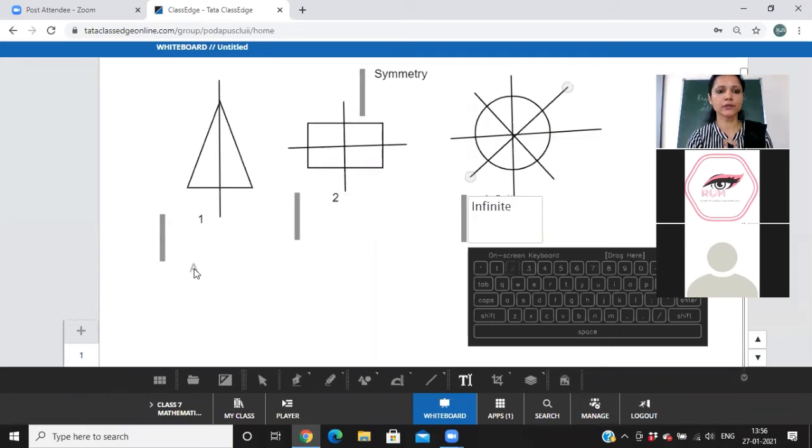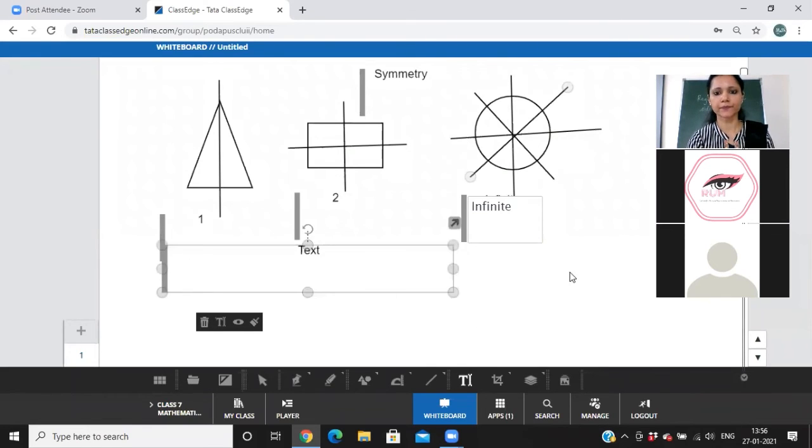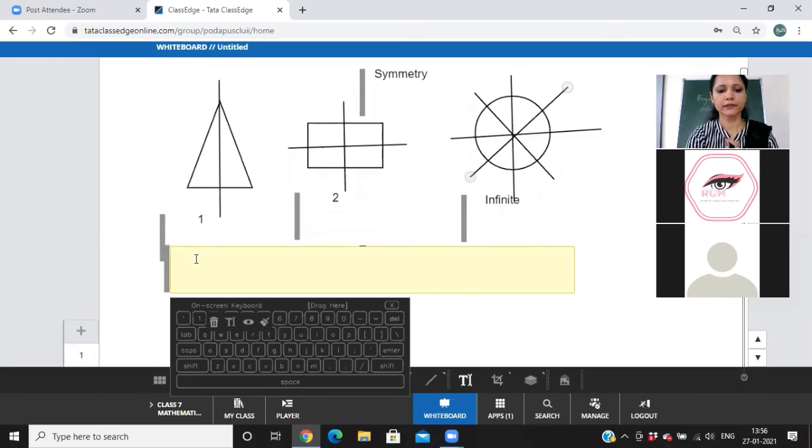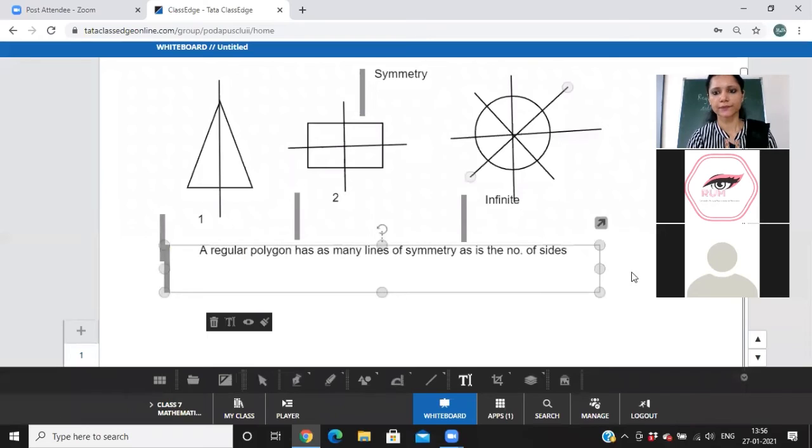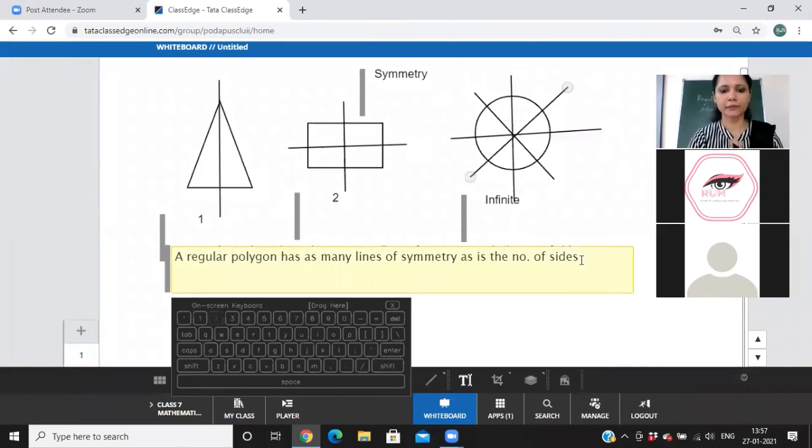Now, let's talk about the regular polygons. We'll say a regular polygon has as many lines of symmetry as is the number of sides. So that means an equilateral triangle would have how many lines of symmetry? 3 lines of symmetry.